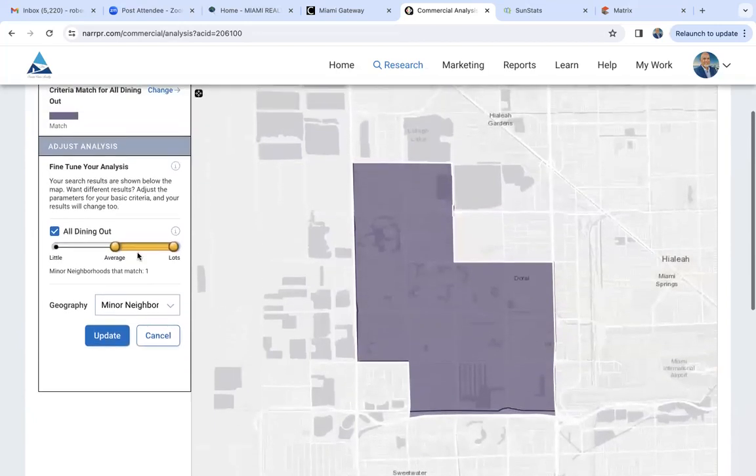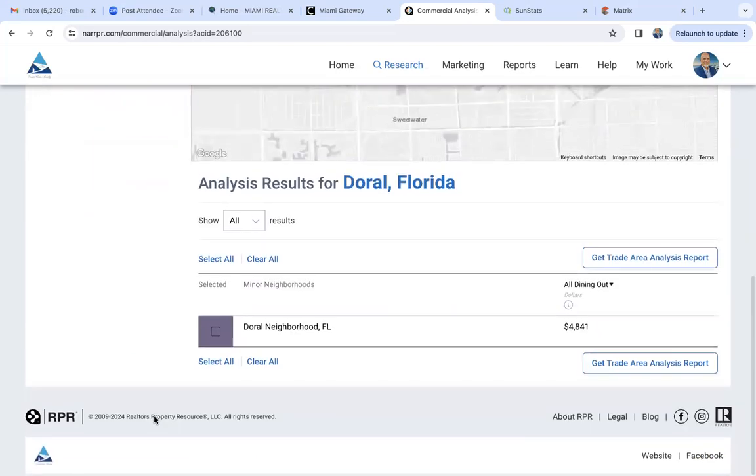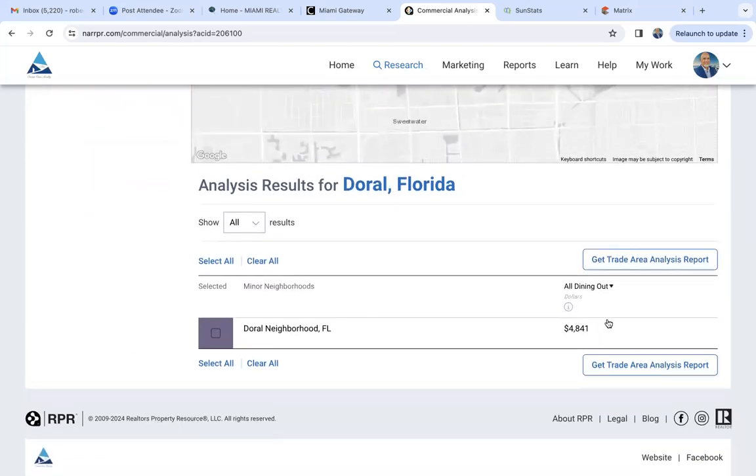All right. So this is the Doral city limits that you see here. And then we're going to come down here. We're going to see that in Doral, on average, people are spending $4,841 dining out on a yearly basis. That doesn't seem like a lot, right? I mean, this is only taking into account what is spent with credit cards. All right, with credit cards. So $4,841 divided by 12 months, that's $403 a month dining out.